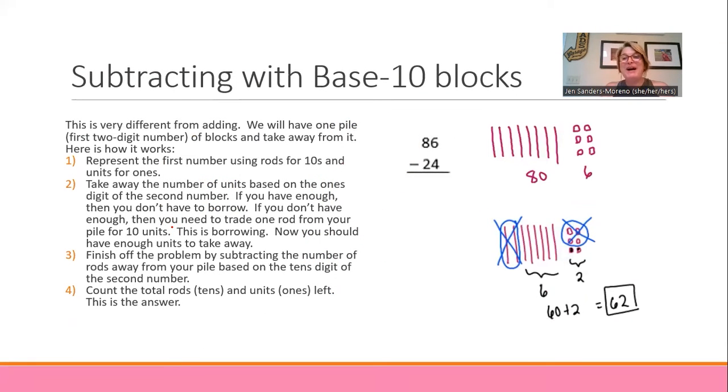Subtracting with base 10 blocks. You can probably tell I love base 10 blocks. Subtracting is a little messier to show on your paper. So what I'll say is base 10 blocks for subtracting on your desk, physically touching these helps for sure. You're going to see in just a second, it gets kind of disgusting.